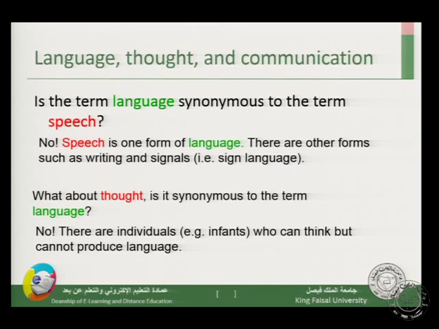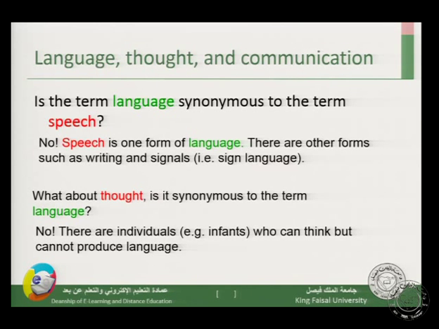In the second question we have taken thought, and I asked the question, is the term thought synonymous to the term language? Does it have the same meaning as language? The answer is no. Why? Because there are individuals such as infants, who can think. They can think without any problems, but in the end they cannot produce language.